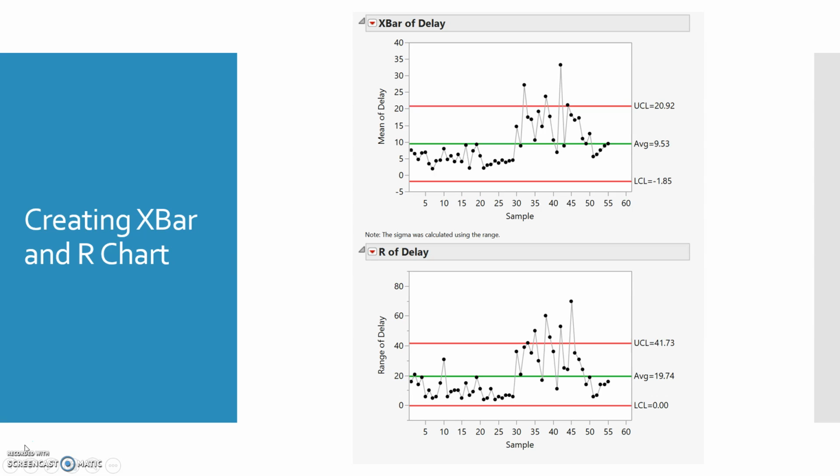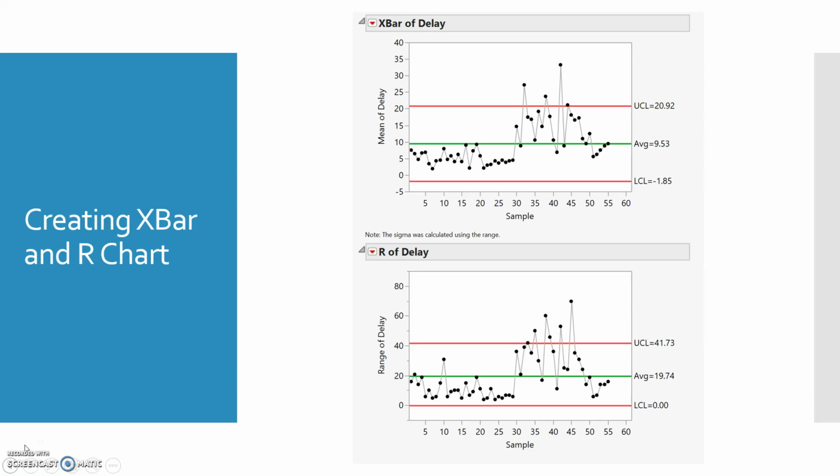First, we'll be discussing the X-bar and R charts. These can allow us to monitor whether our process is in control. The X-bar chart shows the mean or average changes of the process over time. The R chart shows how the range of the subgroups changes over time. We can use these in conjunction with one another to make sure our process is in control. For example, if our mean is fluctuating outside of the specification limits, this is a very obvious sign that our process is out of control.